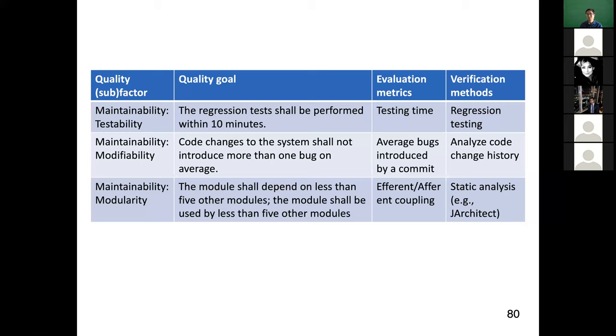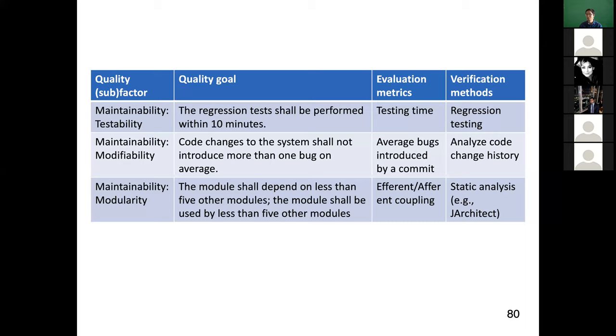One way is to analyze the code change history. We look at the code change history. We look at, for each commit, how many bugs are introduced after this commit. This history can be obtained from, for example, GitHub commit history or other version control systems, right?